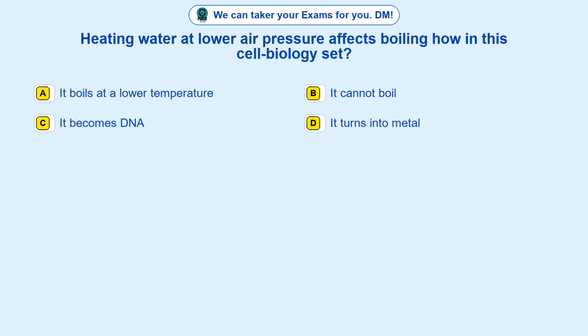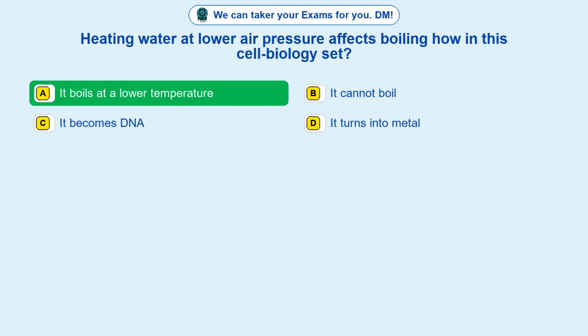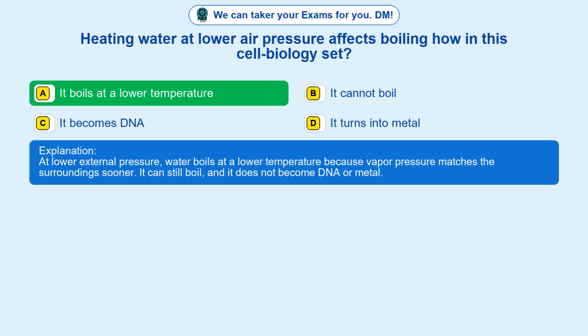Question 48. Heating water at lower air pressure affects boiling how in this cell biology set? Option A. It boils at a lower temperature. Option B. It cannot boil. Option C. It becomes DNA. Option D. It turns into metal. The correct answer is option A. It boils at a lower temperature. At lower external pressure, water boils at a lower temperature because vapor pressure matches the surroundings sooner. It can still boil, and it does not become DNA or metal.